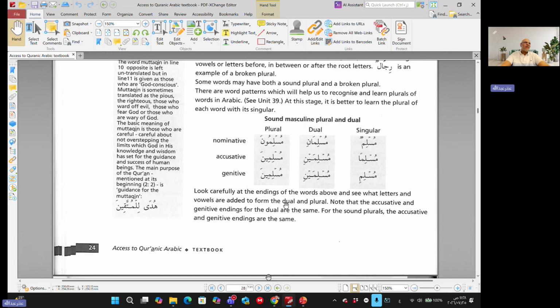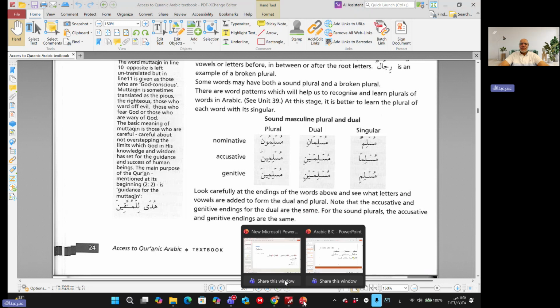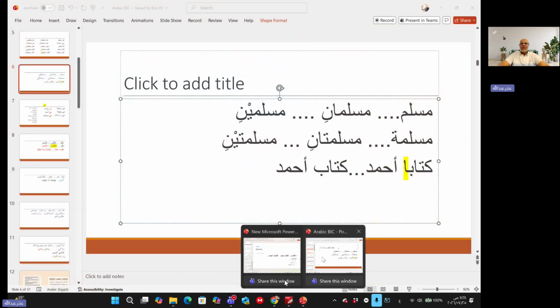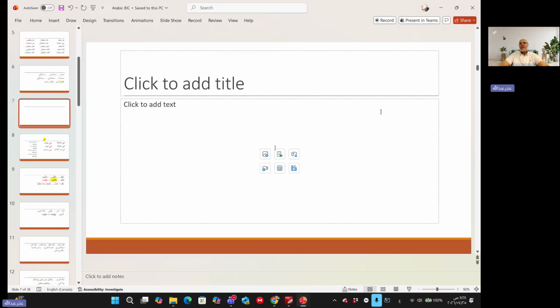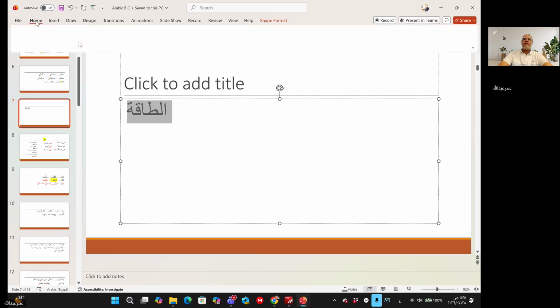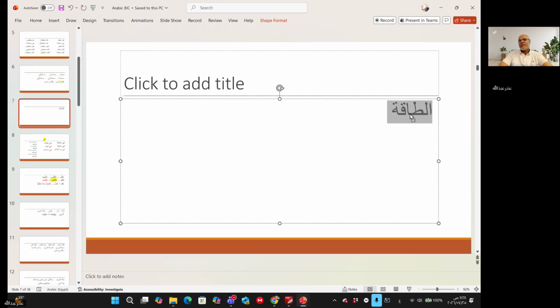So if I give you any word in Arabic, even if you don't know the meaning of it, you can recognize whether it is male or female. For example, this word. How do you pronounce this word? Can anyone pronounce it? الطاقة. Is this male or female?